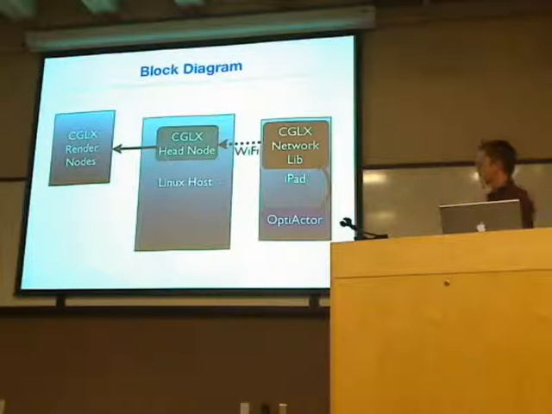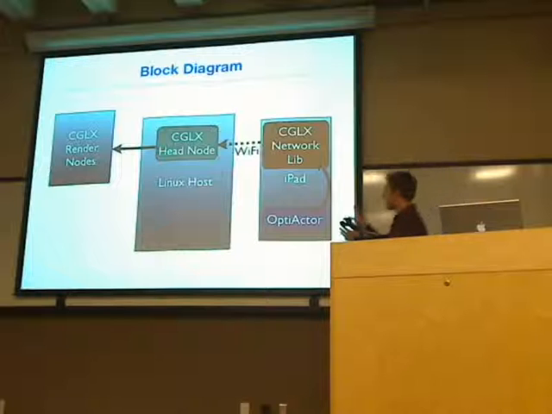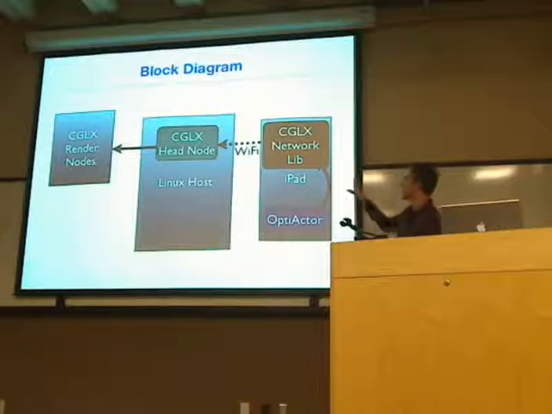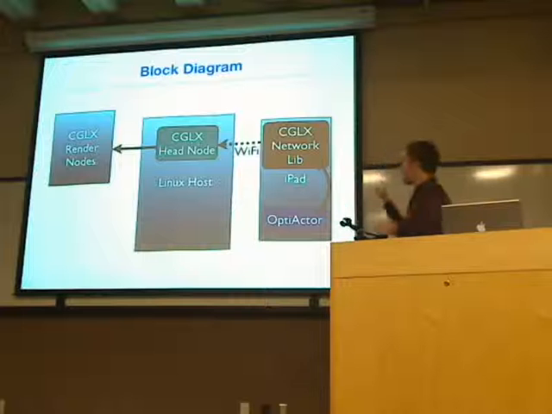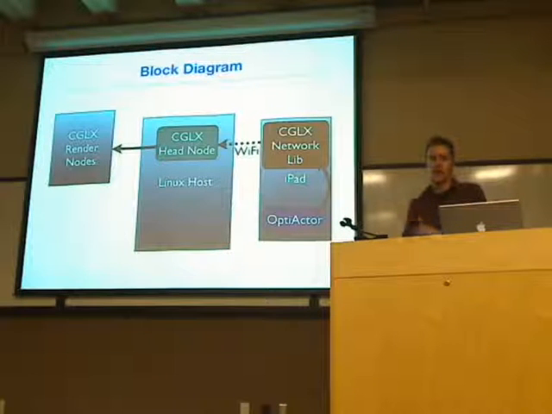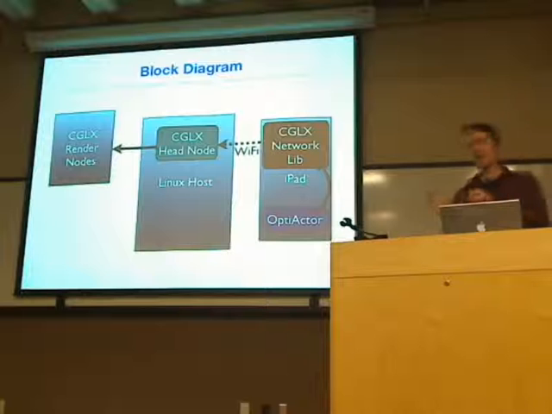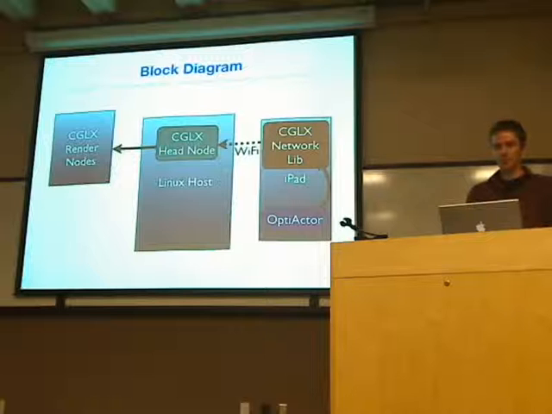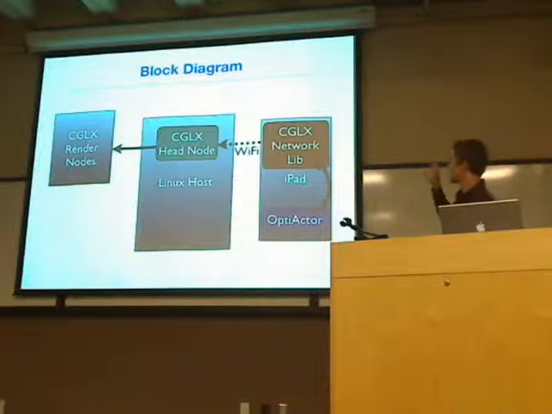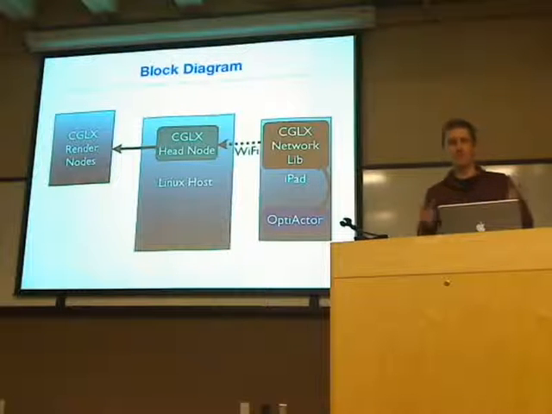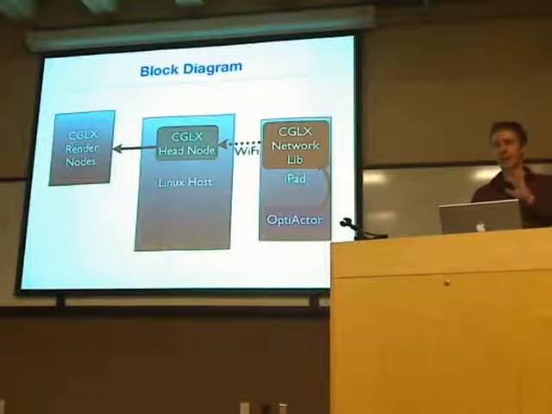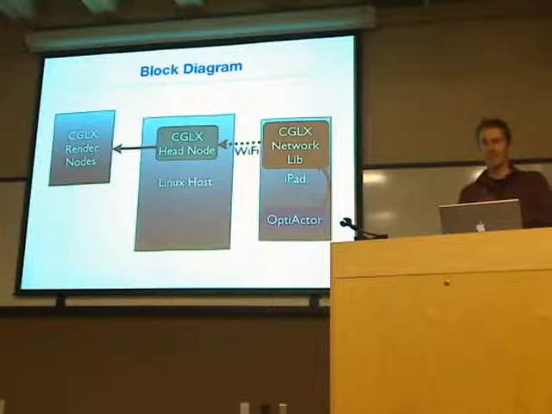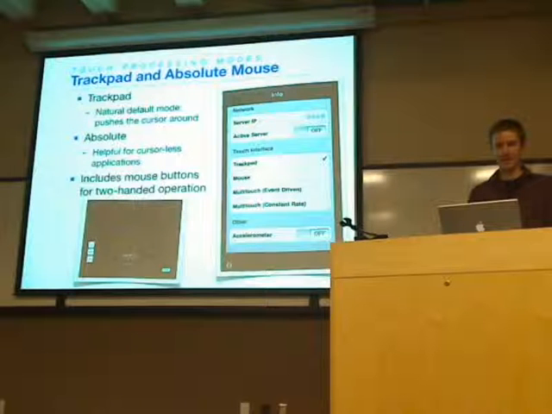So this is the block diagram. On the iPad, we've got the OptiActor application, which utilizes the CGLX network library. That communicates over Wi-Fi to a Linux host running the CGLX head node, and that head node commands these render nodes for drawing. So it's a simple block diagram. Oh, and also key was that getting this network library built on iPad was very tricky. Apple has very specific guidelines about not allowing dynamically linked libraries, only allowing static libraries, and how you can build software into your applications.